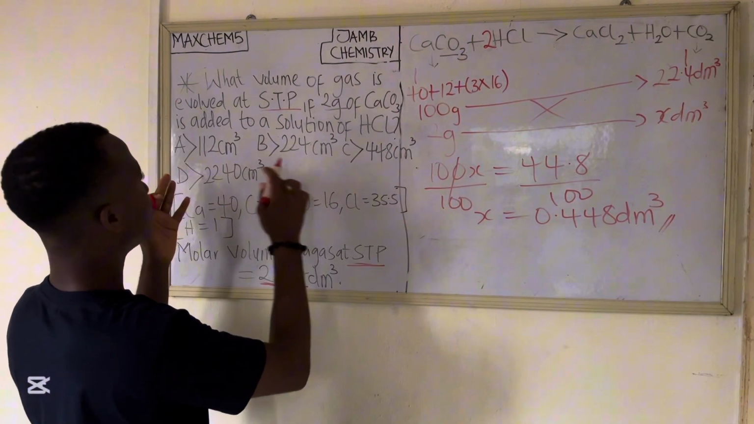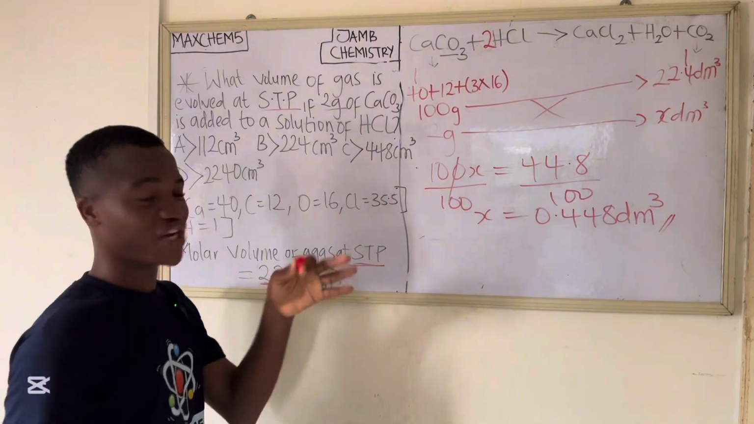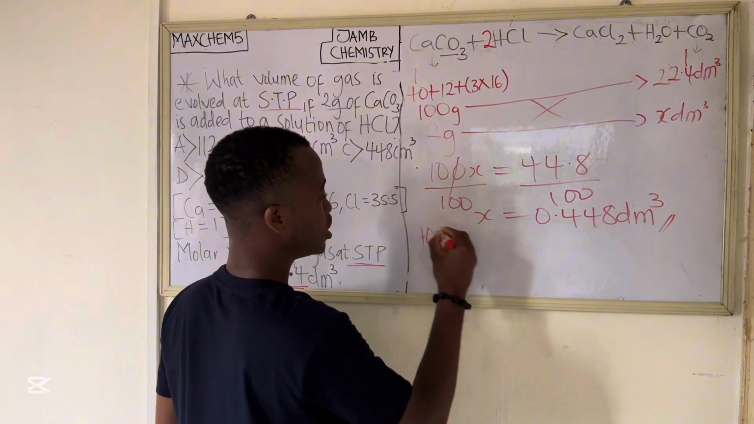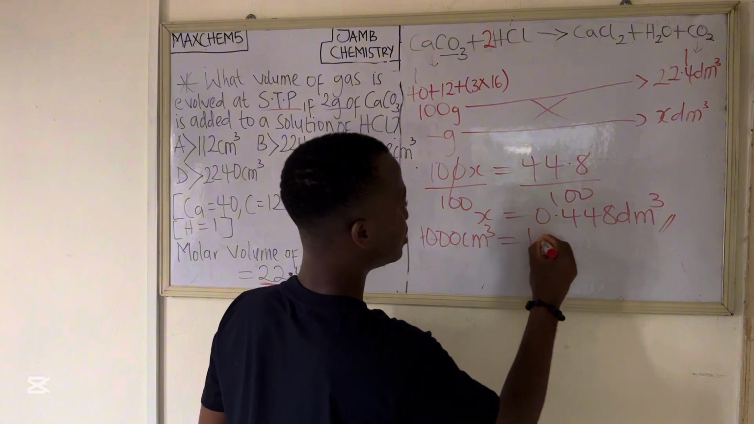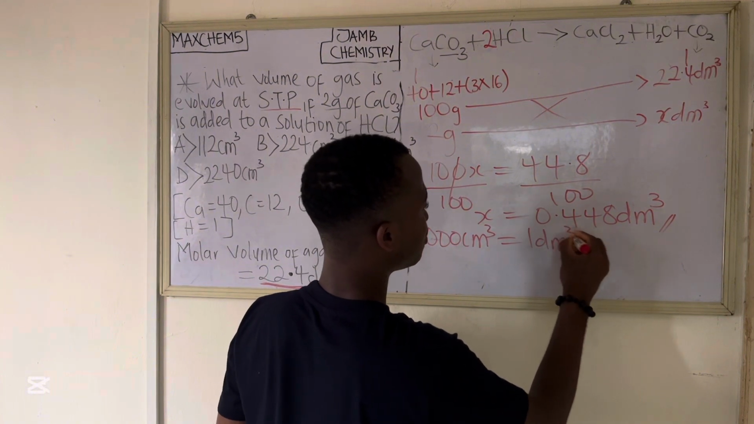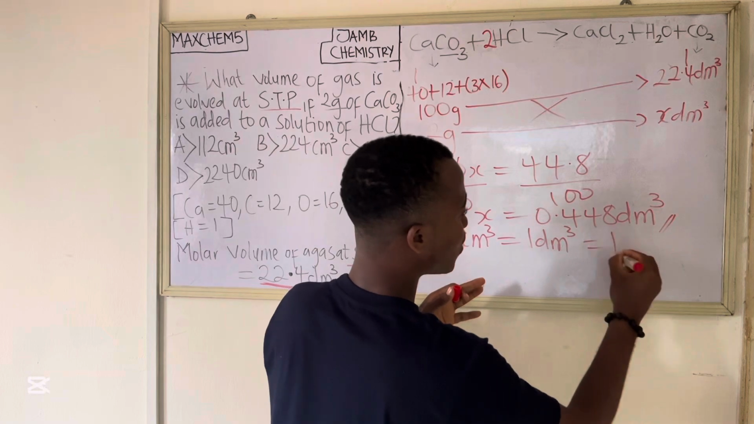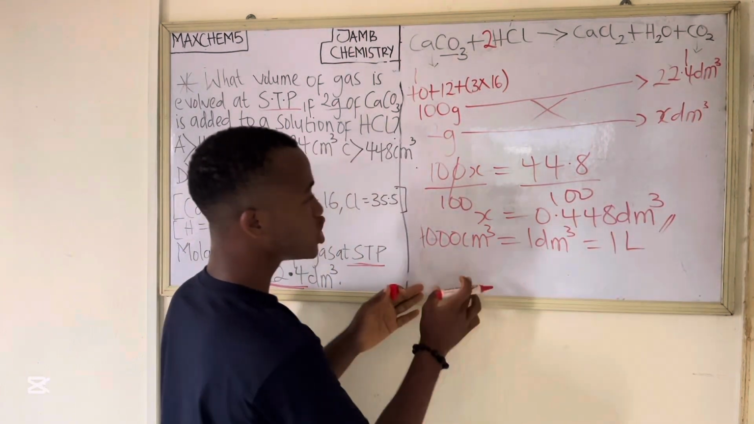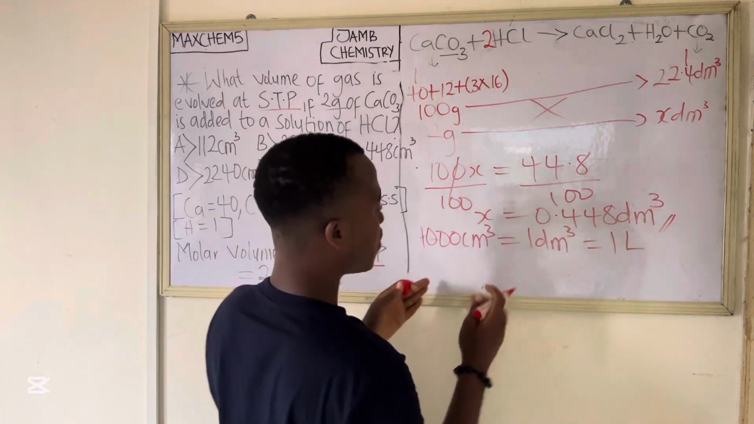But now, oh wow, all of our answers are in centimeter cube. So you need to know conversion. Let me tell you this thing. 1000 centimeter cube makes 1 decimeter cube. Don't forget this. You should know that 1 dm cube is equal to 1 liter, right? So 1000 cm cube makes 1 liter. So if we want to convert this particular answer to cm cube, we need to multiply this by 1000, right?